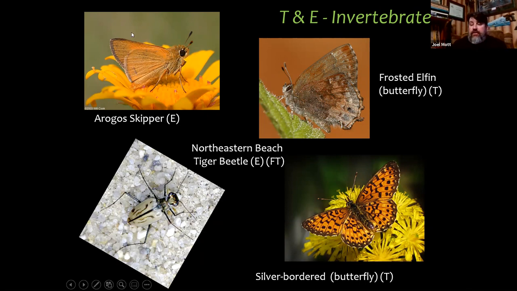The Argo skipper and the frosted elfin are both very rare and considered once endangered and once threatened. And then this one down here is the silver bordered butterfly or fritillary. And that is another threatened species that's found here in the Pinelands.